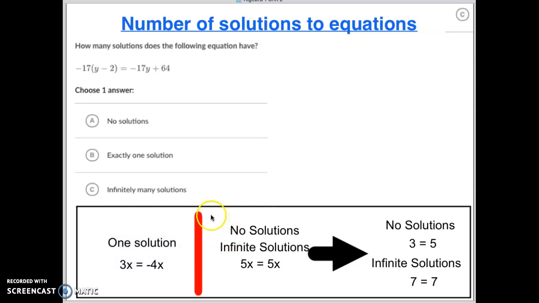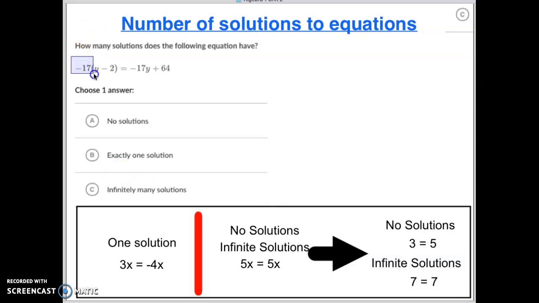Now, if they match, like 5y equals 5y, or like the problem that we're going to get to, negative 17y equals negative 17y, it's either going to be a no solution problem or it's going to be infinite solutions. The way you figure that out is once you know that the x's match, then you have to look at the numbers. If the numbers on both sides do not match, then it's no solutions. If the numbers on both sides do match, like 7 equals 7, then it's infinite solutions. So hopefully that helps.